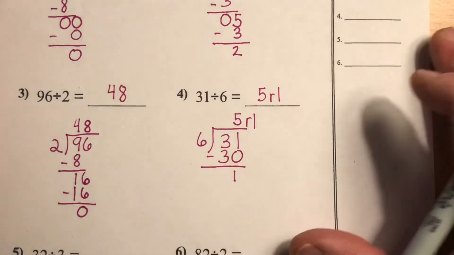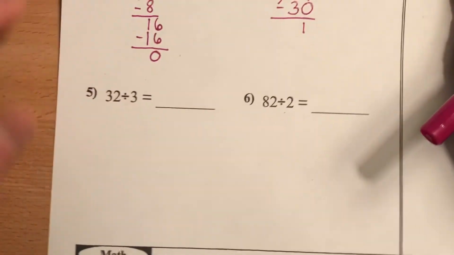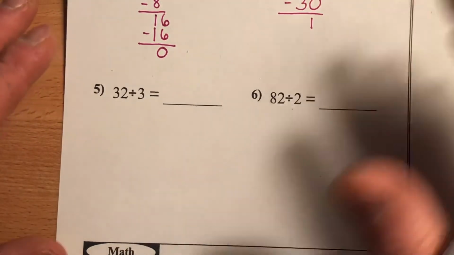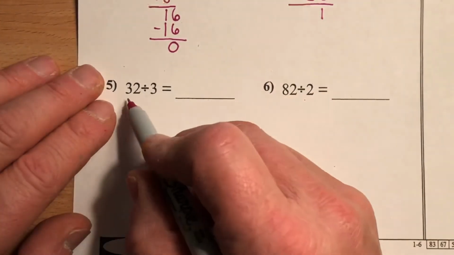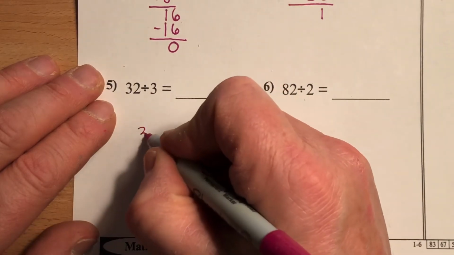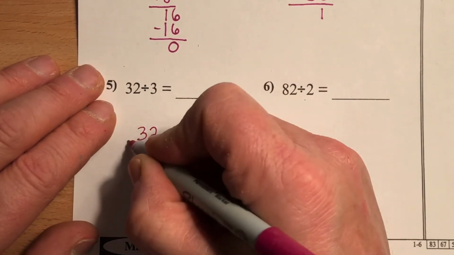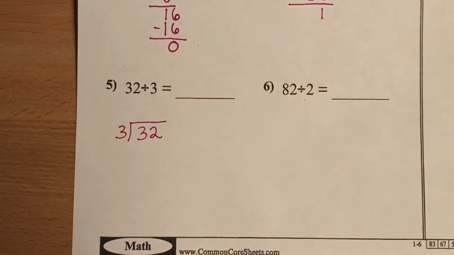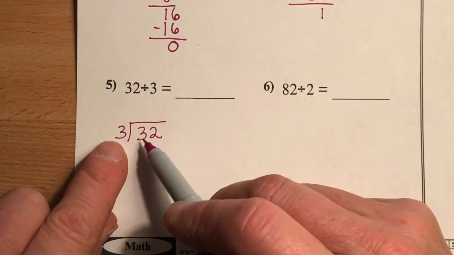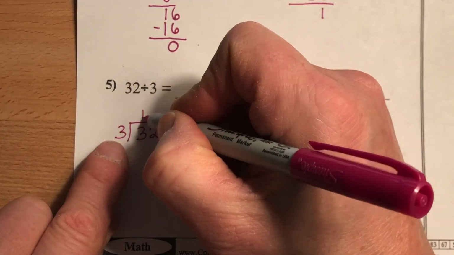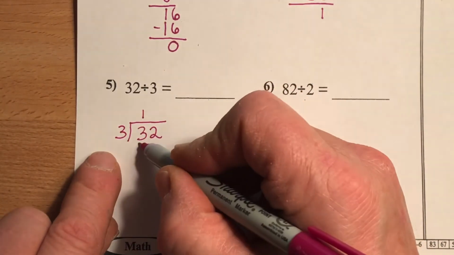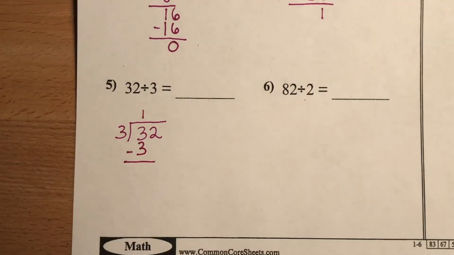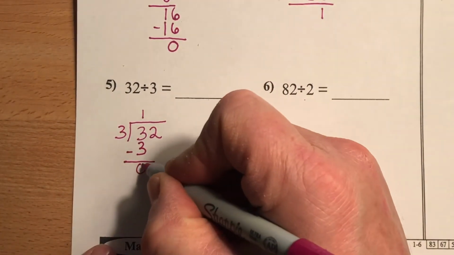Okay, now, down here. Again, pause it if you want to try it on your own, then play it after. 32 divided by 3. So 32 divided by 3. Dividend and divisor. How many times does 3 fit into 3? 1 time. 1 times 3 is 3. Subtract. 3 minus 3. That's 0.